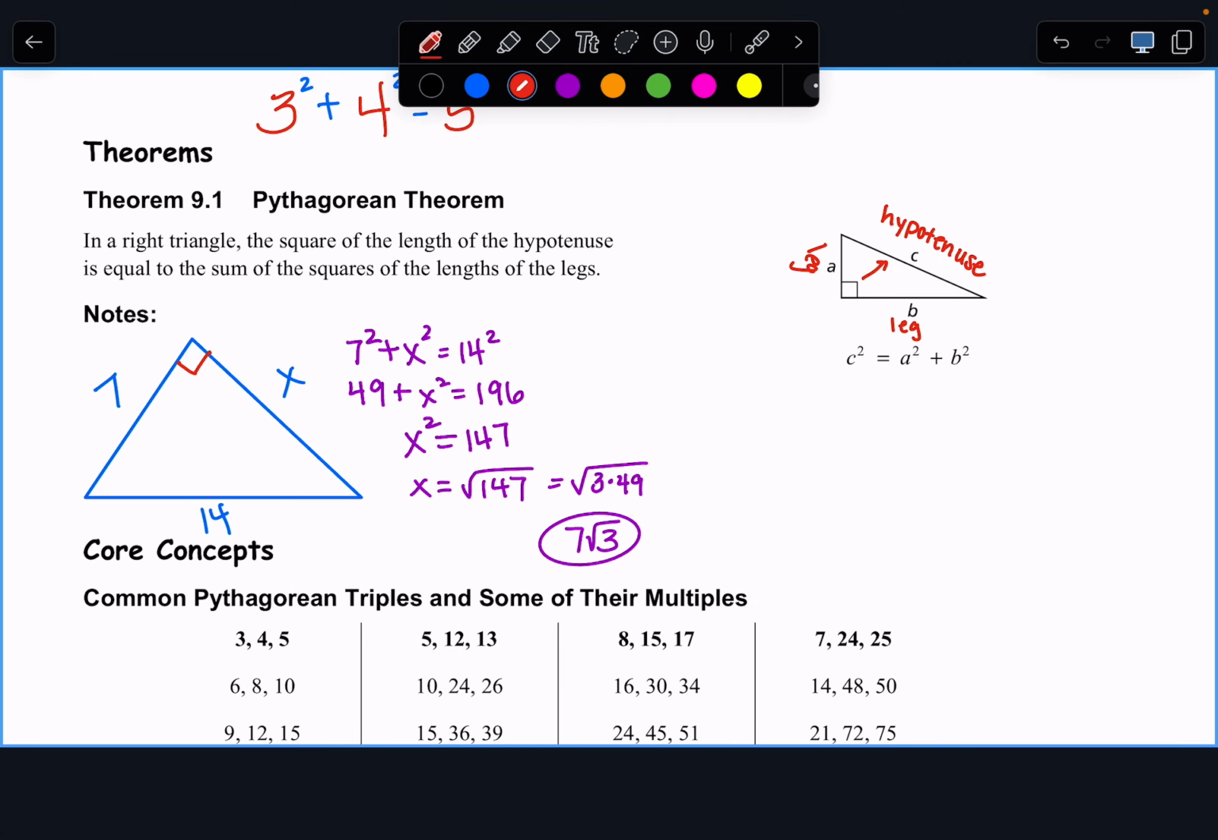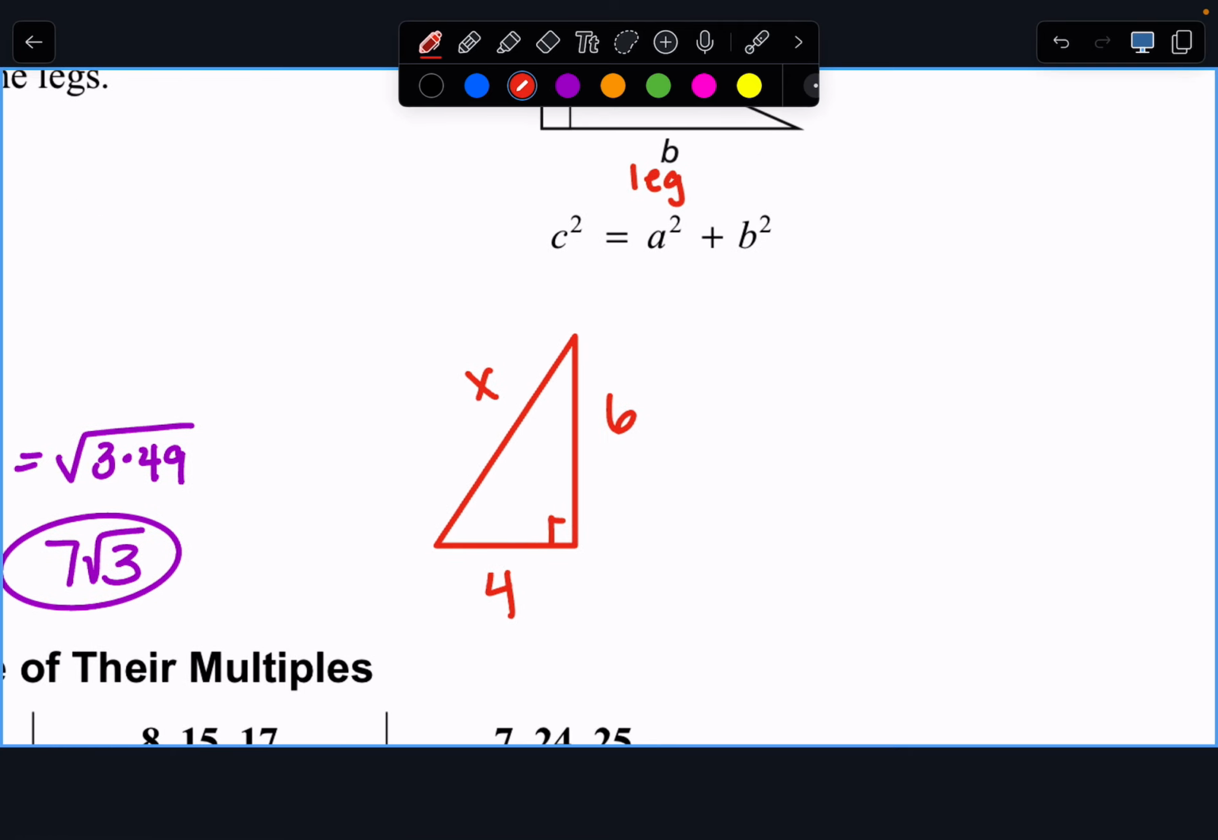A second picture I want you to draw. I would like you to take a moment and solve for the hypotenuse of this right triangle. Okay. Well, let's see you do it.